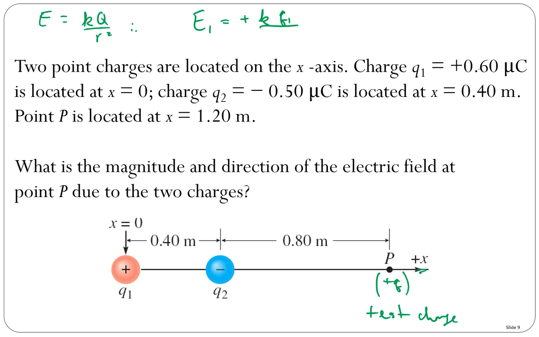What is your letter at the top? You have E1 equals k times q1, that's a q1, and then we have to divide it by r squared. R is the distance between, since I'm looking at Q1 and my test charge, which is 1.20 meters.